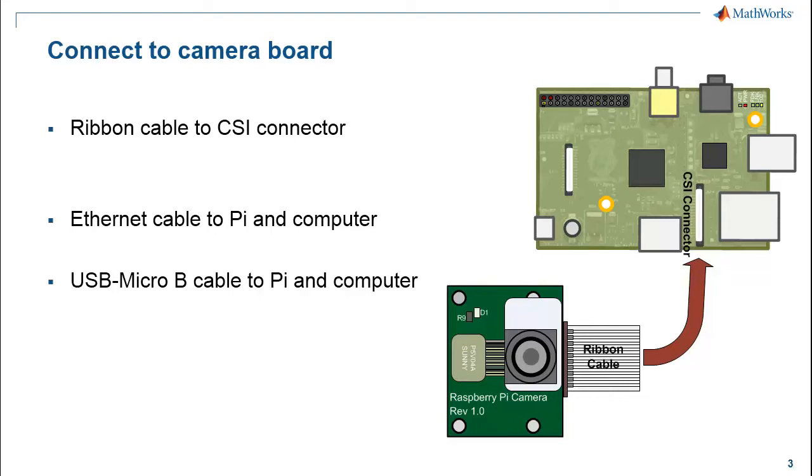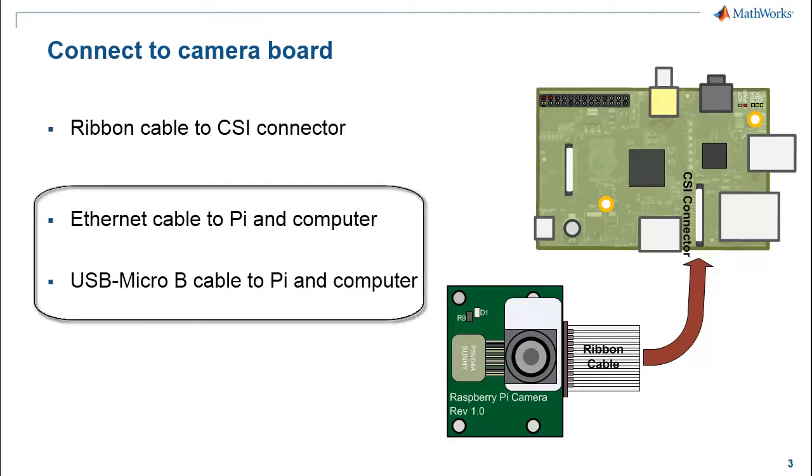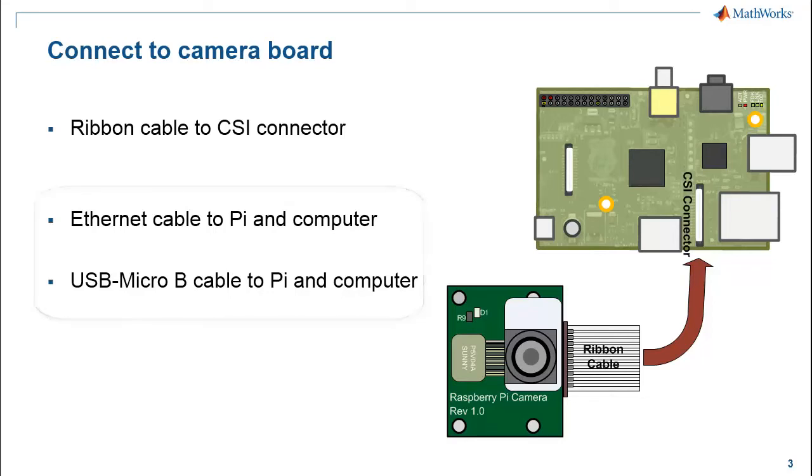The CSI connector on the Pi will have a small tab attached to it. Pull gently on both sides of the tab and then insert the ribbon cable. After you push the tab back in, ensure that the ribbon cable is firmly attached to the connector. The next two steps will ensure that you can communicate to your hardware from MATLAB and also that your Raspberry Pi can be powered up.